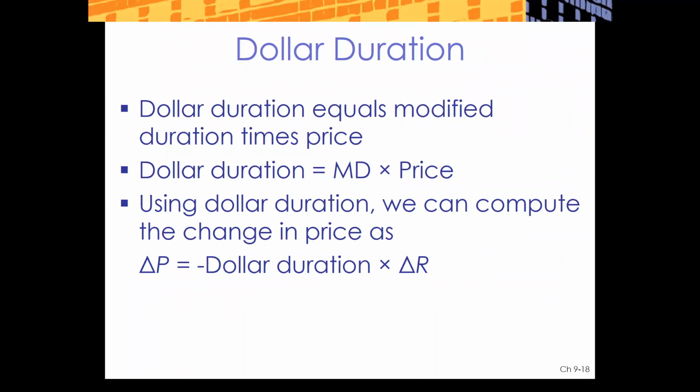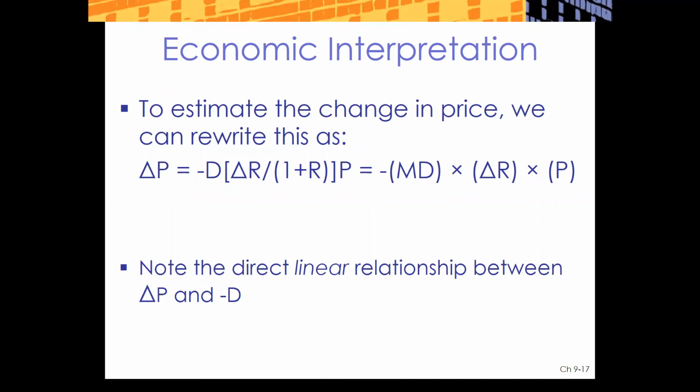So the dollar duration equals modified duration times price. Using dollar duration, we can compute the change in price. So change in price is equal to dollar duration times the change in interest. This will give you the change in price. We're just rearranging.